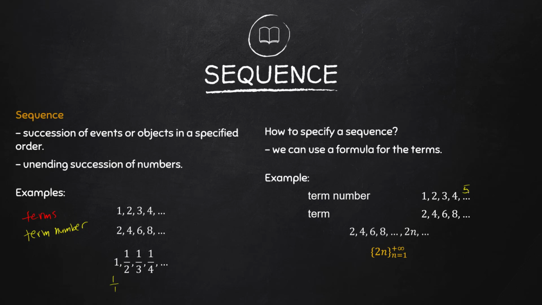the term number is 5. So, meaning, to find the term, you just multiply the term number by 2 because that is the formula that is describing the specific sequence. So, the fifth term is equal to 10. So on and so forth.